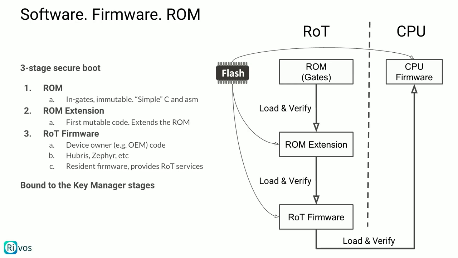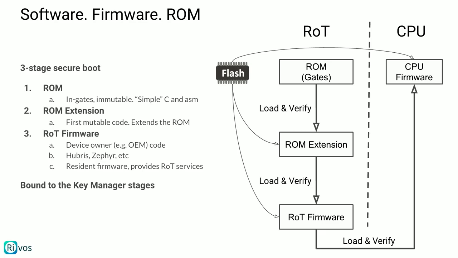The ROM tries to keep things very simple, then boots the ROM extension. The ROM extension is the first mutable piece of code. It comes from Flash, and it basically extends the features and capabilities of the ROM. You want to keep the ROM very simple. Sometimes it's too simple to actually do the full boot, so you put more complex pieces into your ROM extension. Why do that? Because you can actually update it in Flash.